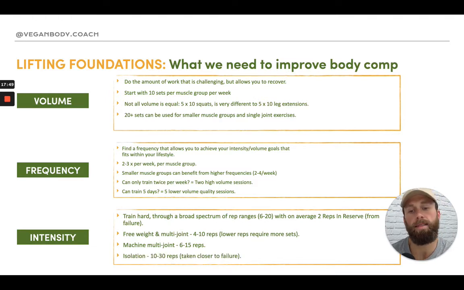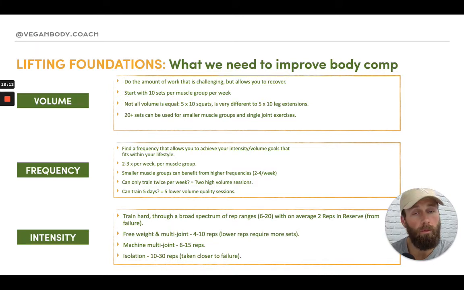And then for some of your isolation movements like your bicep curls, calf raises, things like this, 10 to 30 reps is totally cool, taking these ones a little bit closer to failure. So if we put all this together, looking at volume, frequency, intensity, we want to make sure that first of all, you're training within the restrictions of your own lifestyle, ensuring that you can actually commit to the training program that you set for yourself.